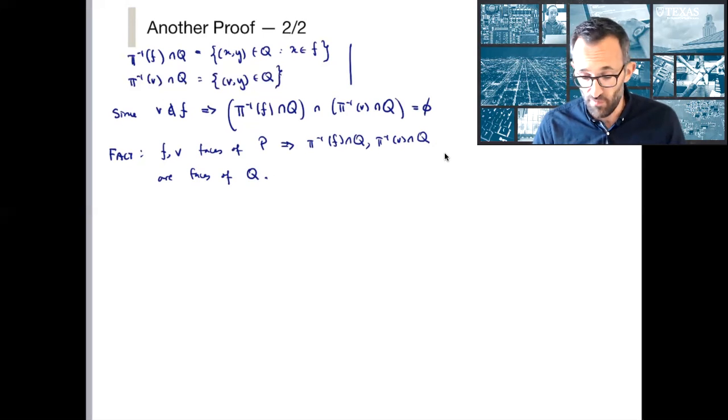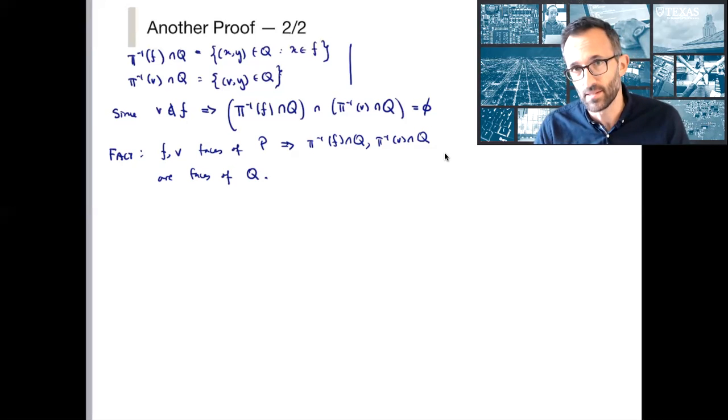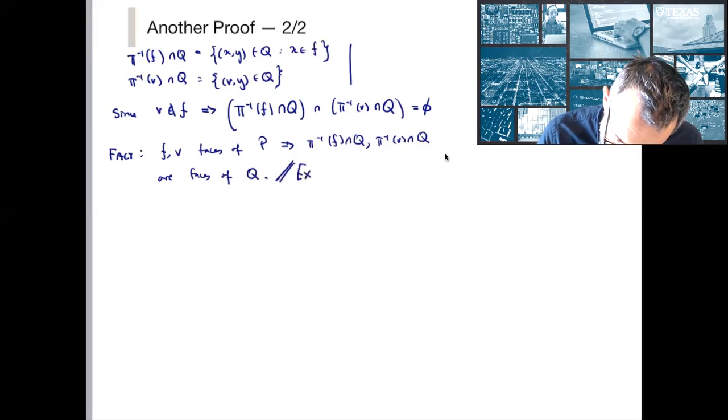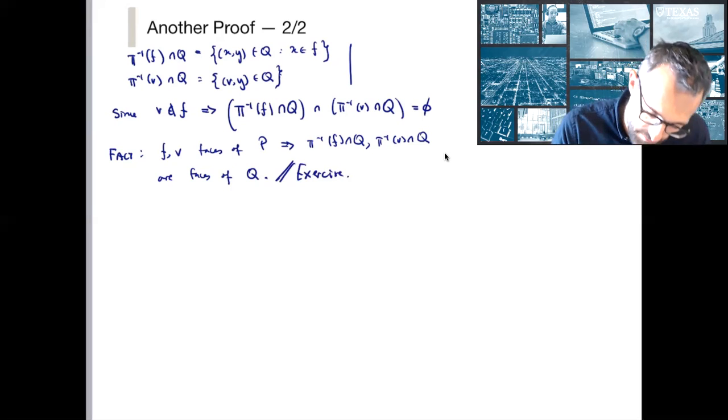Write out that if they're faces, then they're defined by intersections of facets, and just check that indeed you can find supporting hyperplanes in Q that define, in other words, facets of Q that define π inverse f intersect Q and π inverse v intersect Q. I encourage you to try to verify this directly. It's not too difficult.